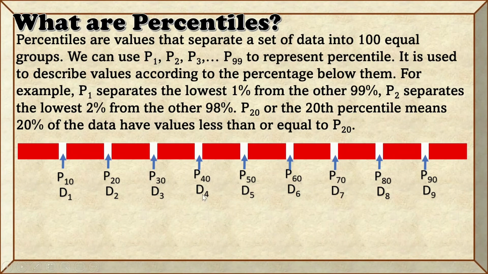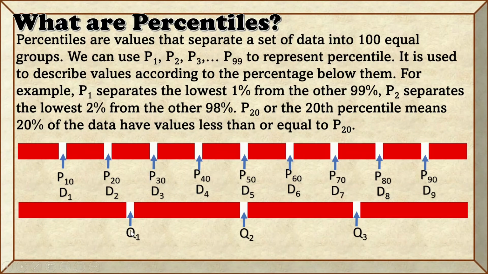The 40th percentile is equal to fourth decile. The 50th percentile is equal to fifth decile. The 60th percentile is equal to sixth decile. The 70th percentile is equal to seventh decile. The 80th percentile is equal to 8th decile. And the 90th percentile is equal to 9th decile.